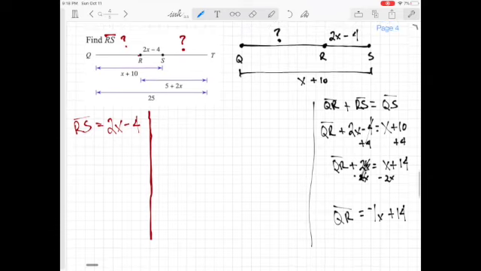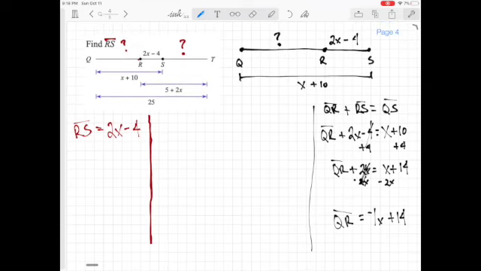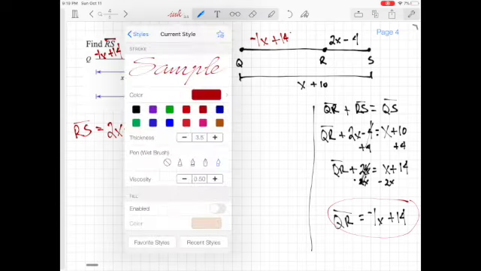So that's QR. I'm going to go back up to the problem here, and we're going to put QR is negative 1x plus 14. That's what we just figured out down here. I'm also going to put it in my original drawing here: negative 1x plus 14. So now that we know that, now we can put together a real model.